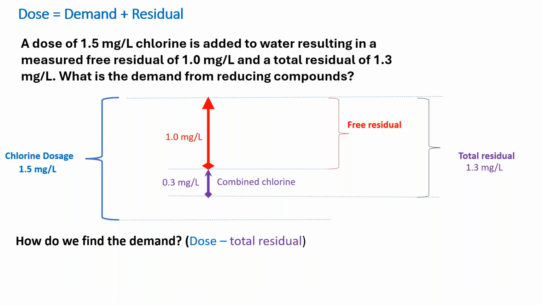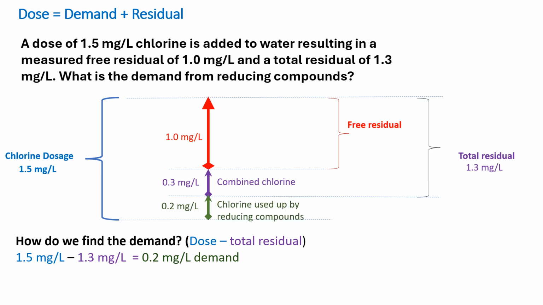How do we define the demand? How do we find the demand? We take the dose minus that total residual. 1.5 minus 1.3 gives us 0.2 milligrams per liter, and that's the demand. That's the part we can't actually measure with our chlorine test, but we can deduce it. And so we have found out what our chlorine demand is.